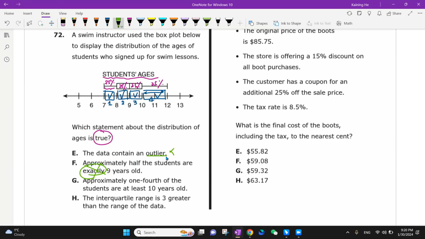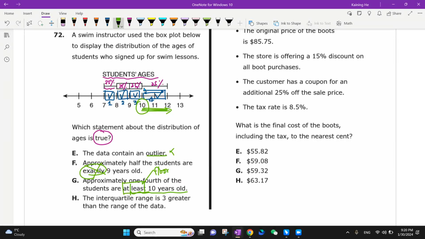It says approximately 1/4 of the students are at least 10 years old. Now here comes the keyword: at least 10 years old. That means I'm going to start from 10 years old and then take a look at everybody who's on the right side. That is how at least is, right? At least means the floor. It's not a ceiling, it's a floor.